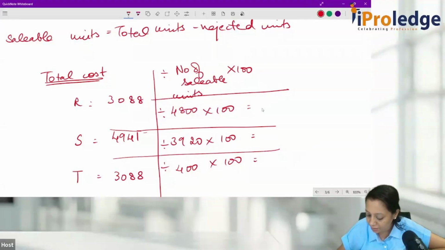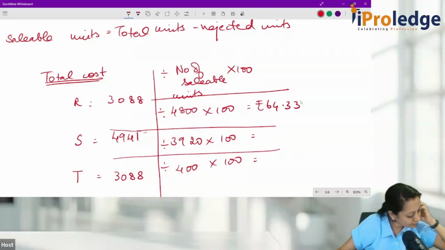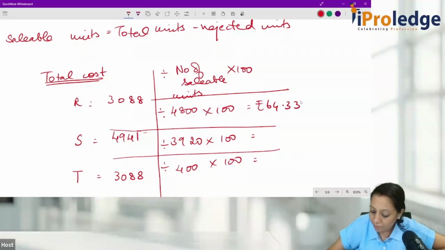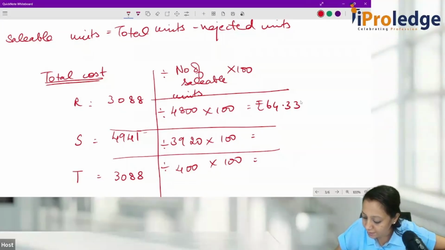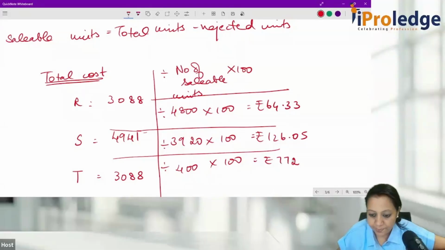3088 divided by 4,800 into 100. Are we getting 64.33? Yes. 4941 divided by 3920 into 100. That is rupees 126.05. 3088 divided by 400 into 100. This is rupees 772. Correct, everyone? Super.